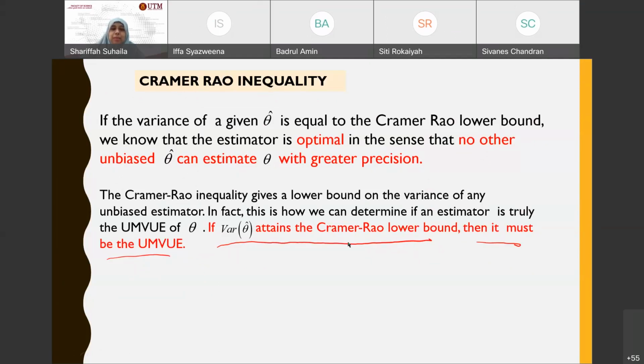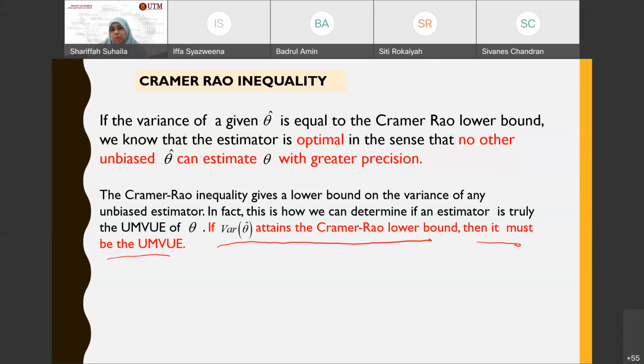So again, if you have your variance here, after you already prove that your theta hat is an unbiased estimator, first step, show that your theta hat is an unbiased estimator. Second step, you find the variance of your theta hat. Third step, use the formula to find the Cramer-Rao lower bound. So let's say if you get variance of theta hat greater than or equal to your Cramer-Rao lower bound, that means your theta hat attains the Cramer-Rao lower bound, so it must be the uniformly minimum variance unbiased estimator.